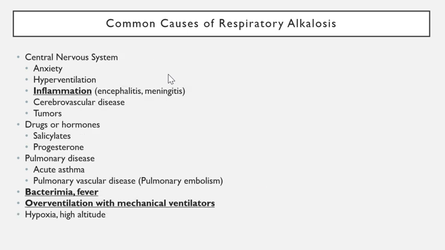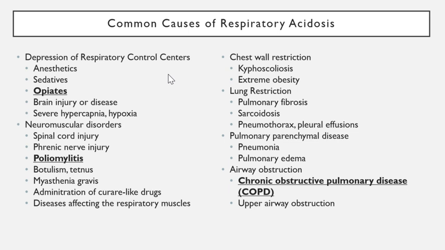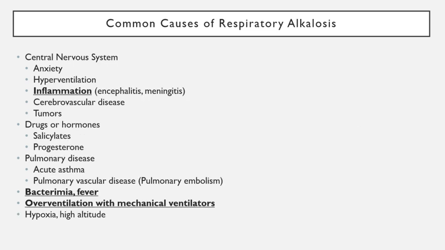And then there's also, this is common causes of acidosis, and then this is the opposite. This is common causes of alkalosis, where your pH is going up, decreasing your hydrogen concentration, right? And these include inflammation, bacteremia, and overventilation. Again, take a look at the rest of them.